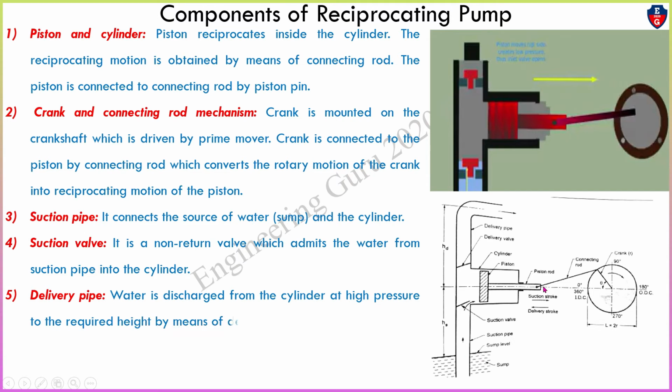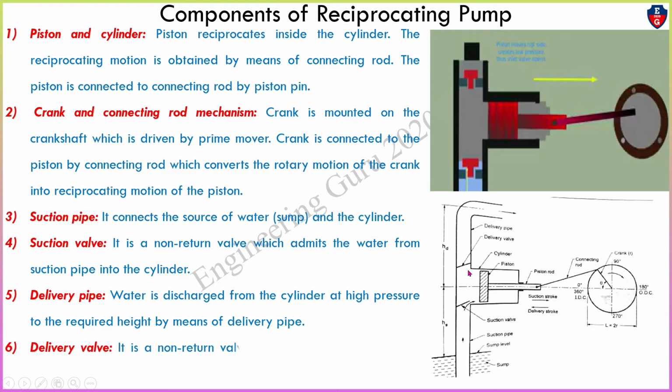Delivery pipe: water is discharged from cylinder at high pressure to the required height by means of delivery pipe. So here this is the delivery pipe. Delivery pipe has one end attached to the outlet and the other attached with the cylinder.